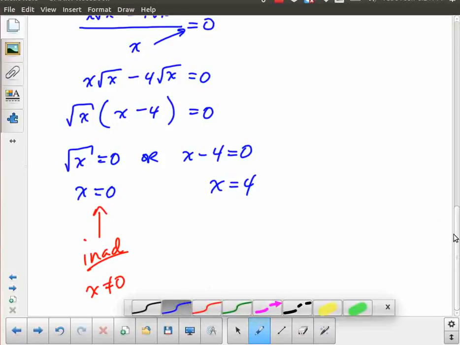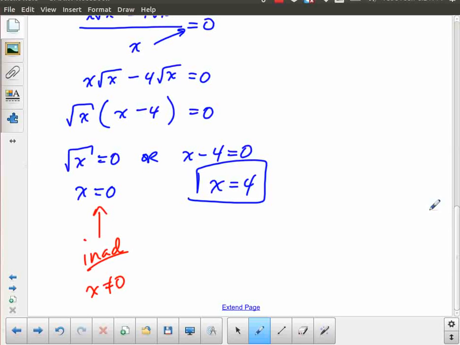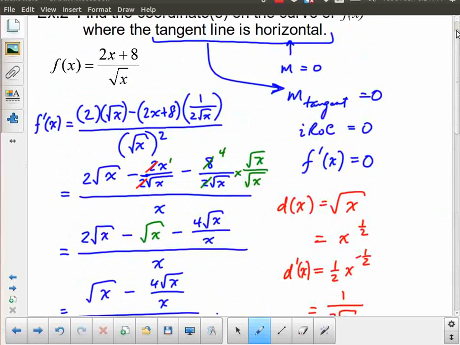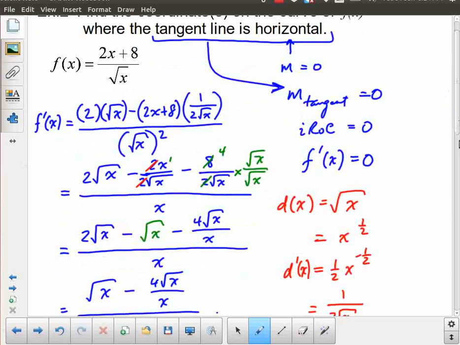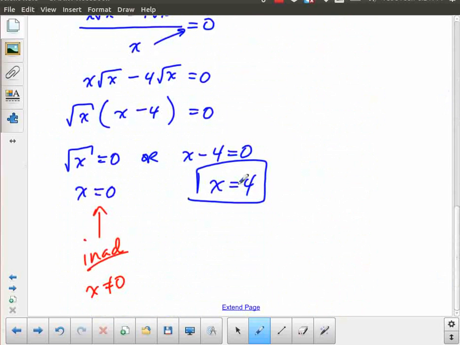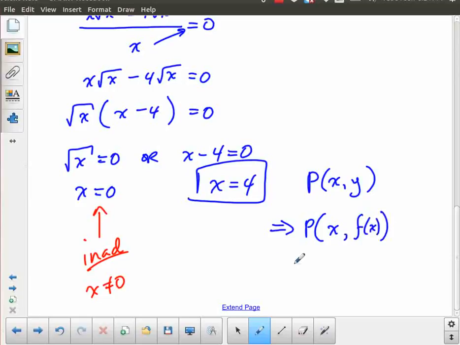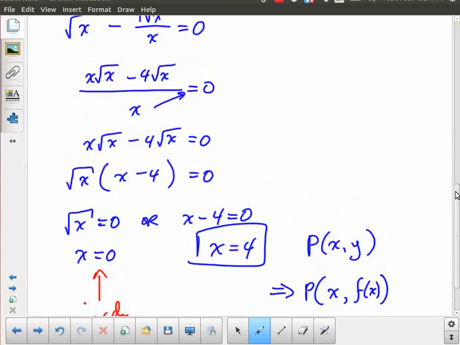And so is that enough of an answer to our question? x equal 4. We have to go back and take a look. Find the coordinates on the curve. So it's not enough for us to find x equal 4. We need a point (x, y). But that's the same as a point x, and the y coordinate is going to be f of x. And that is the same as the point where x equals 4, which gives a y coordinate which is f of 4. So what is f of 4?